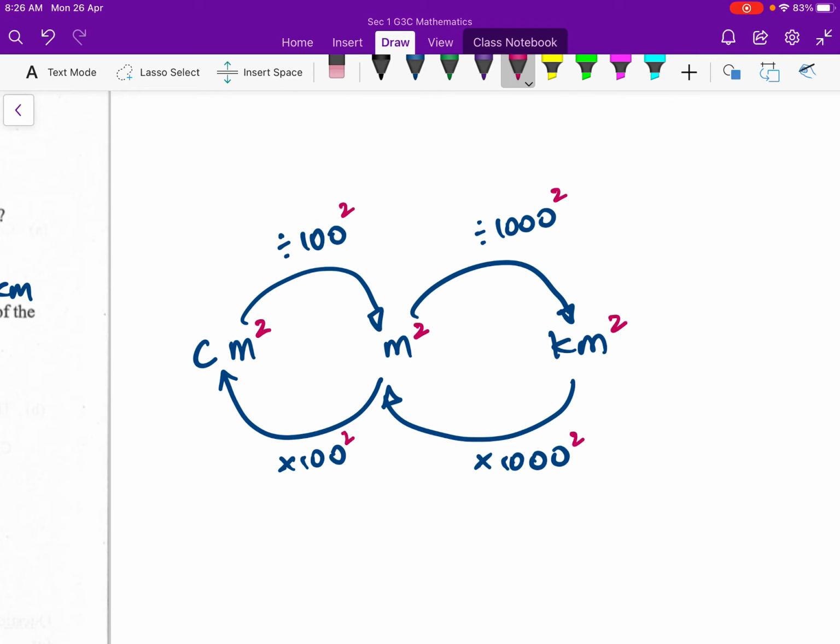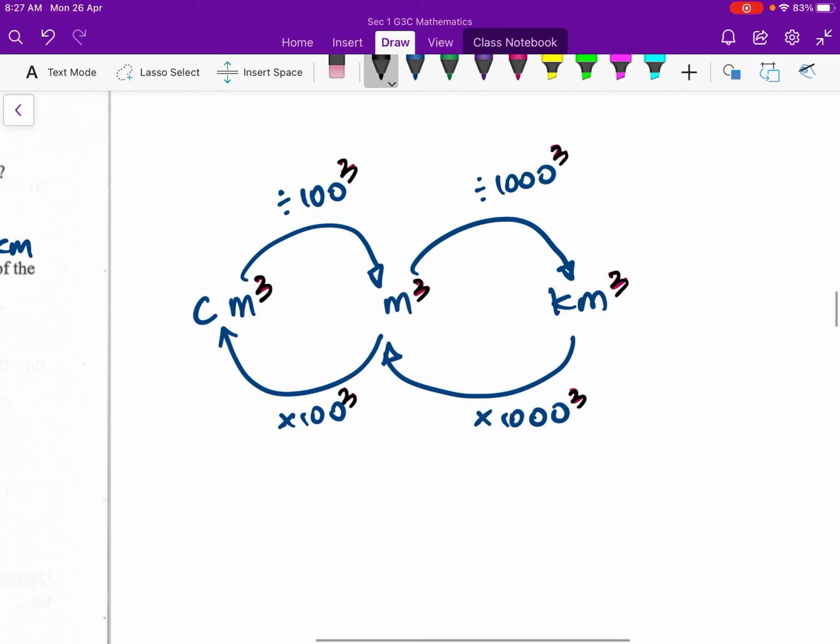Okay? Then something that we have not covered. What if it is a cube? What if it is a cube? Now, you cube everything. Cube, and cube. This is the conversion.